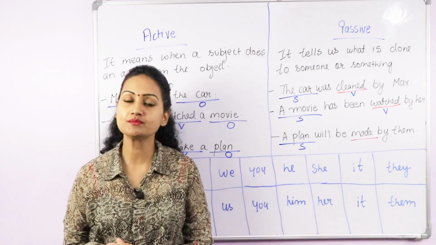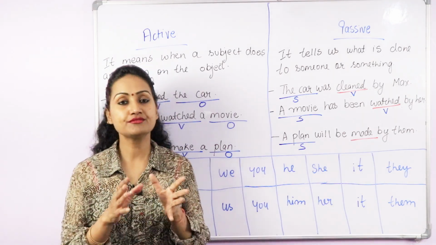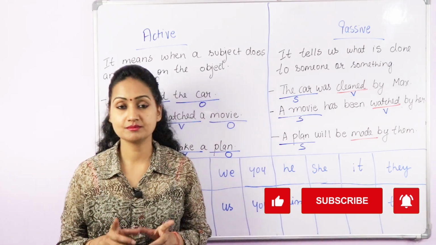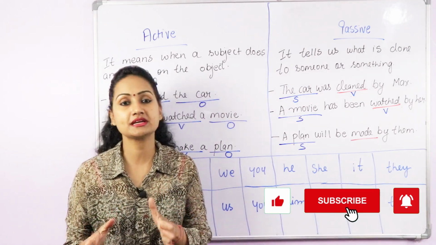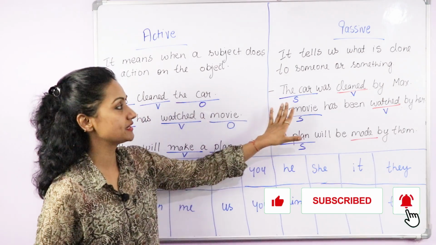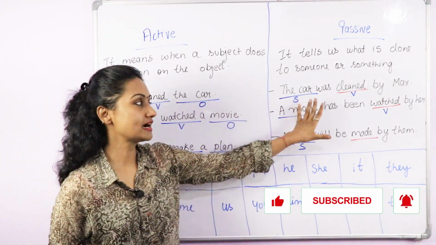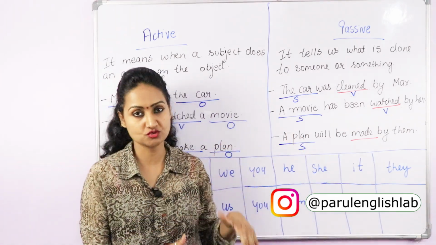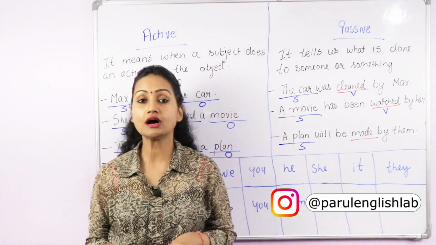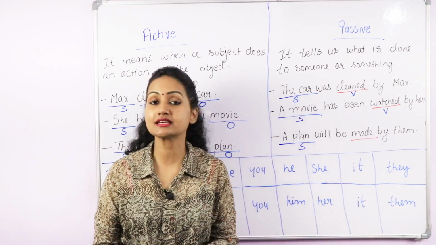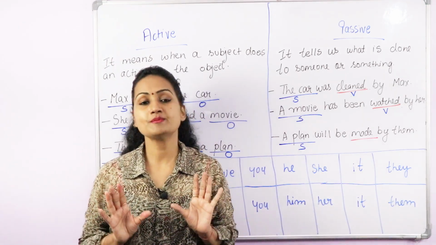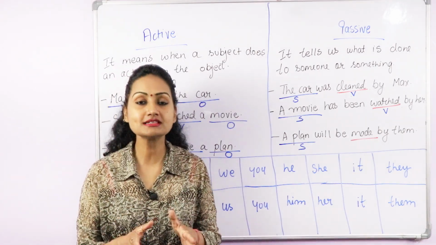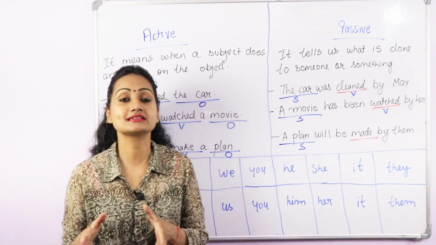Let me tell you two more important points. Number one, if you want to change an active sentence into passive, then you need an object, because without an object you cannot make a passive voice. We have seen it here: the sentence starts with an object, and the object becomes the subject in the passive sentence. So unless you have an object in a sentence, you cannot change it into passive voice. Second, to understand passive voice, you must have a thorough knowledge of all the tenses.